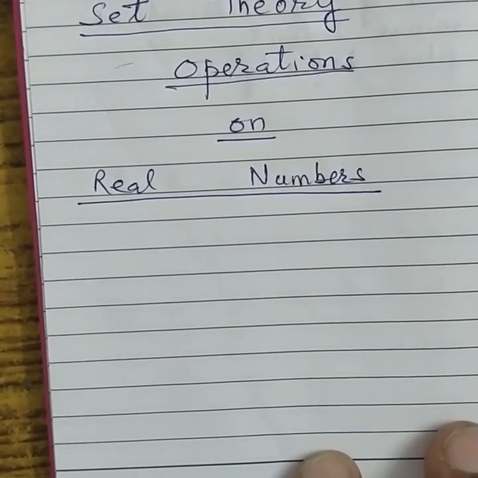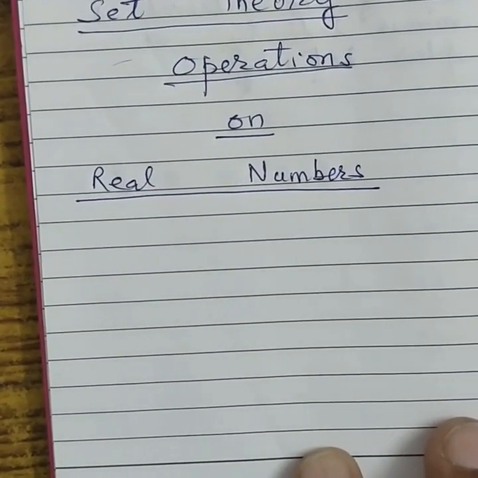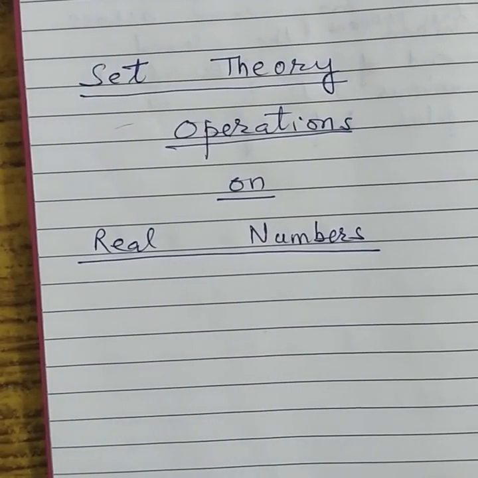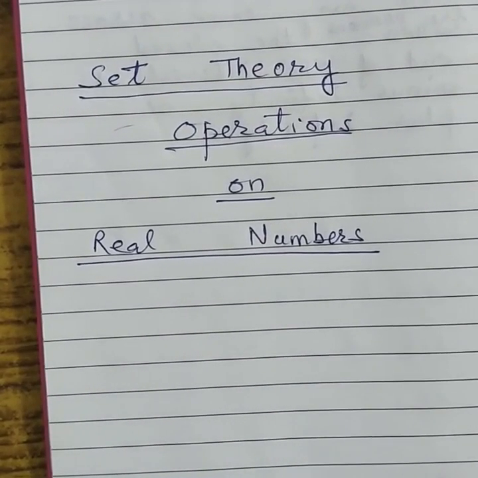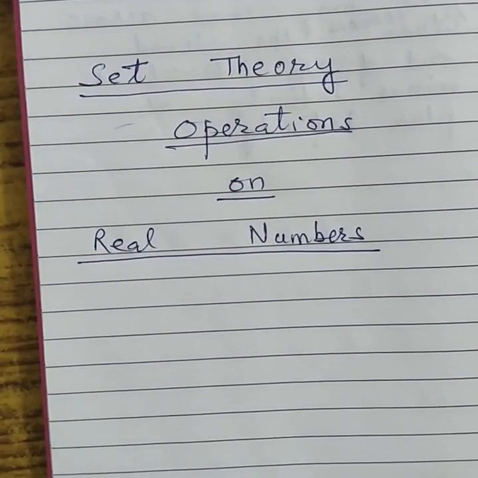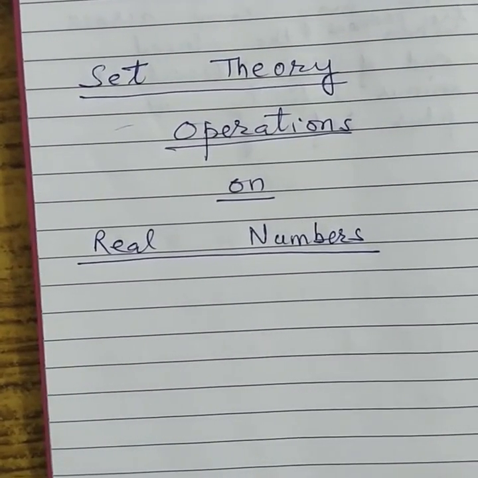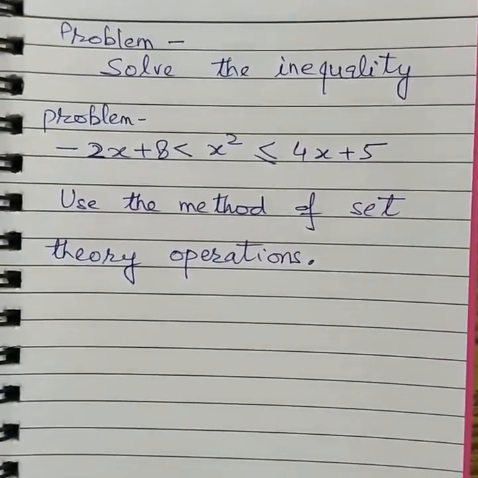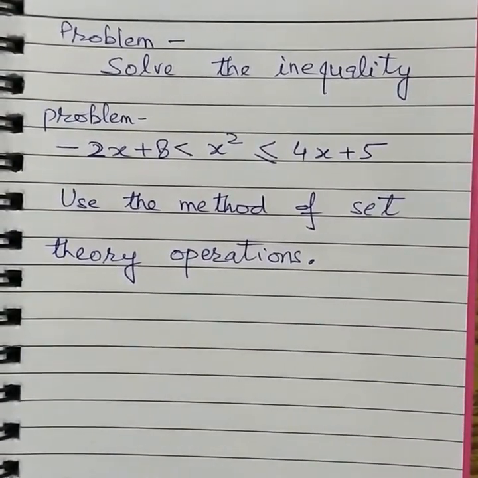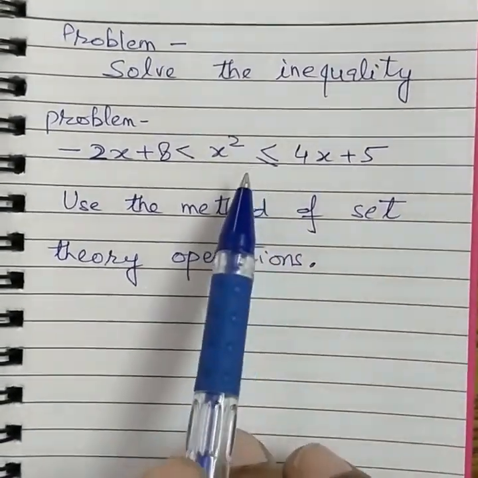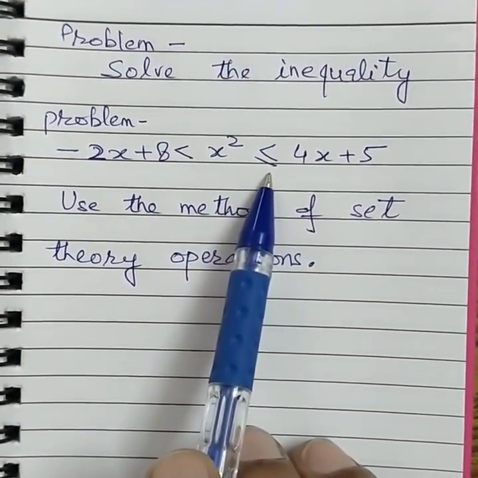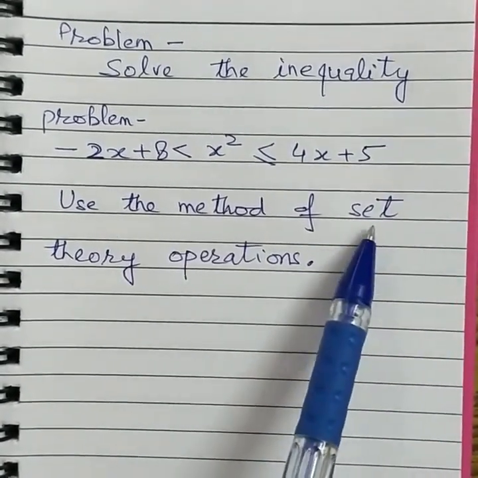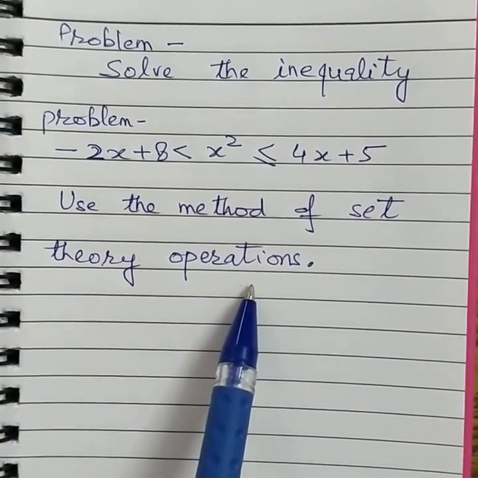In this video, I shall try to show how set theory operations are useful in solving some problems of mathematics. I am going to solve one inequality problem and one domain problem by method of set theory operations. The inequality problem is minus 2x plus 8 less than x square less than or equal to 4x plus 5. We are going to use the method of set theory operations for solving this inequality.